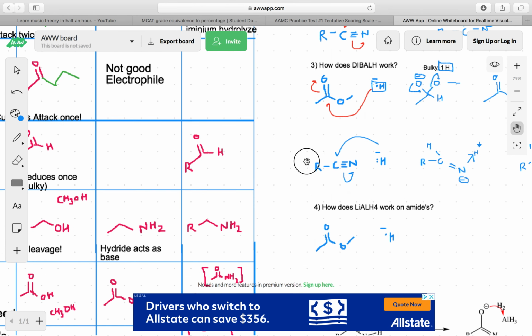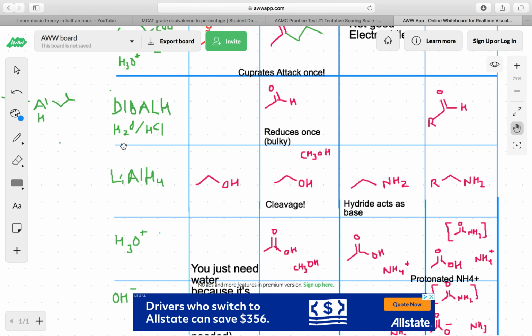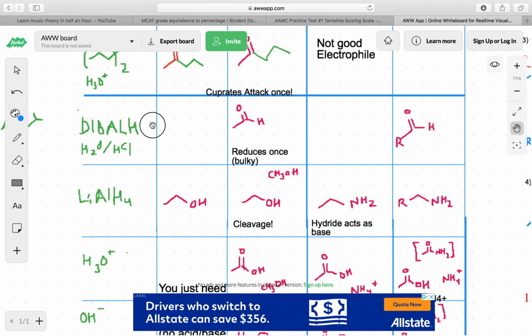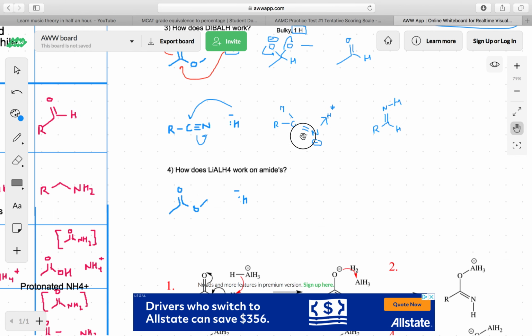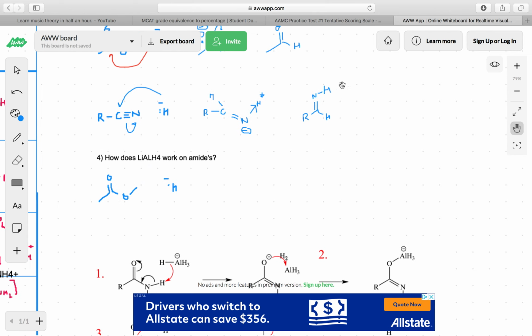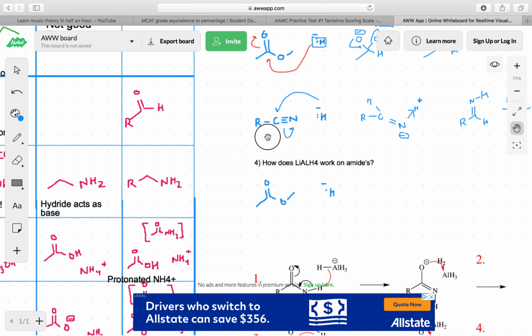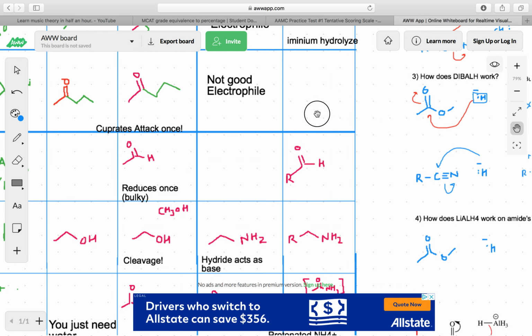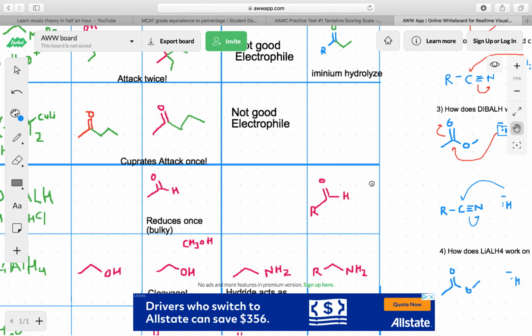And let's see what our last step of the DIBALH is. We add in H2O and HCl. For other things, it would just function as a workup. Here, it's not a workup. It reduces our imine to, it doesn't reduce it, sorry. It hydrolyzes it to a ketone, or an aldehyde in this case. So our HCl, or whatever acid it is, will convert our imine to an aldehyde. And I showed you guys the mechanism up there. It's the same exact mechanism. So that's why with DIBALH, you can only create aldehydes from esters and from cyanides, because it reduces once and it's bulky.